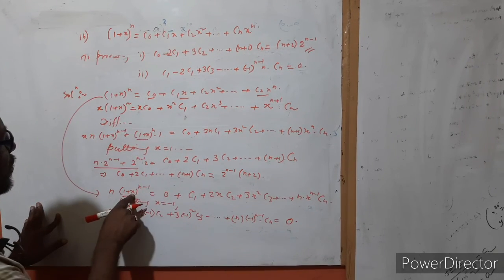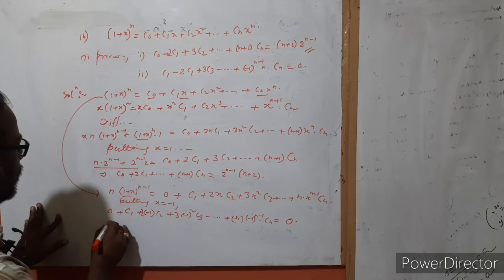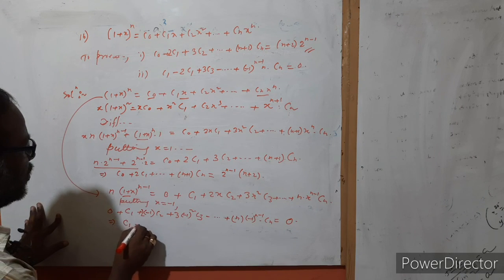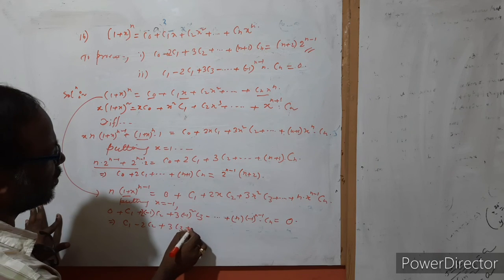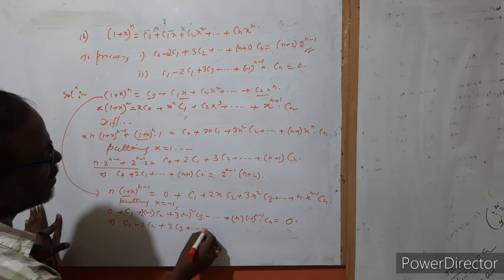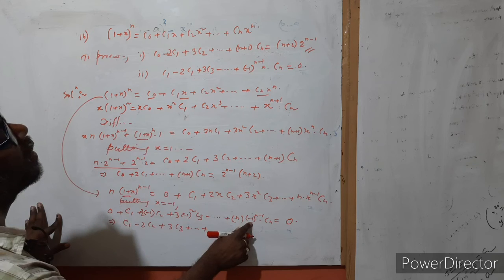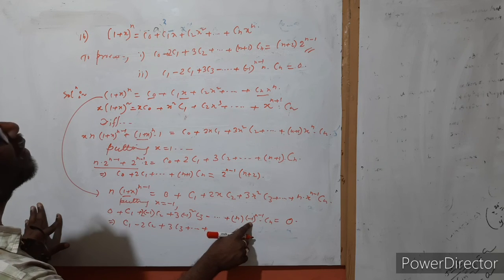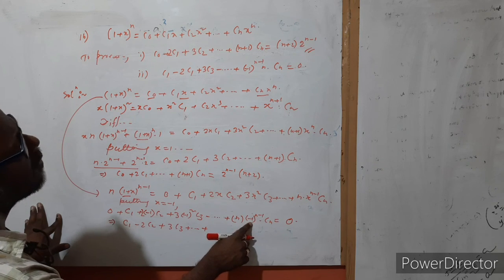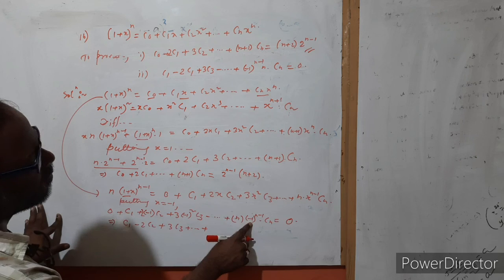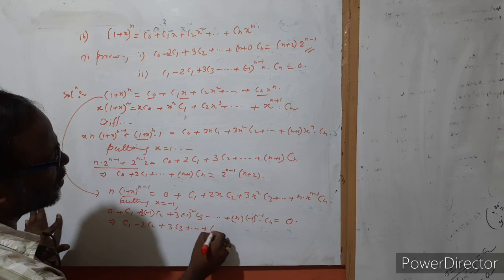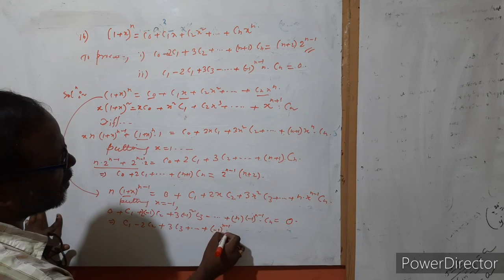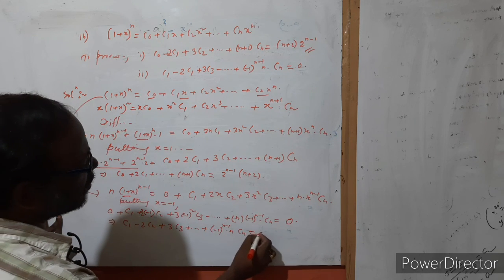Okay, if we put minus 1 on the left side, we get 0. So this is c1 minus 2c2 plus 3c3, okay, and finally minus 1 whole to the power n minus 1 into n into cn equal to 0.